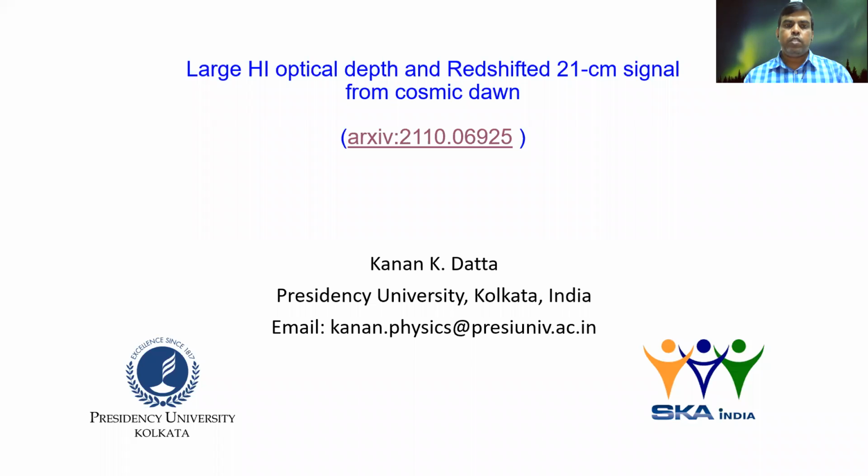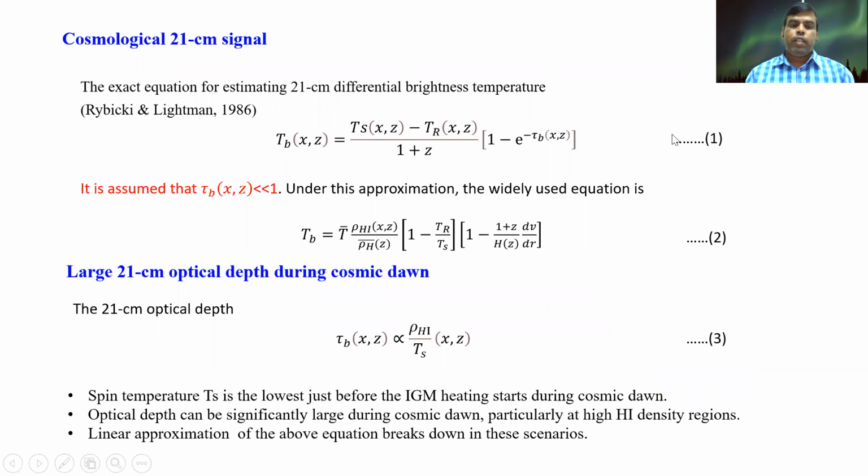Hello, I wish to discuss our recent work on the impact of large H1 optical depth on the 21 centimeter signal from cosmic dawn. The exact equation for estimating the differential brightness temperature is given in equation 1, where we note that there is a factor of 1 minus e to the power minus tau, where tau is the H1 optical depth.